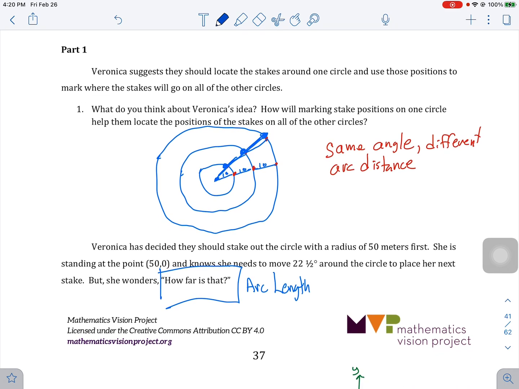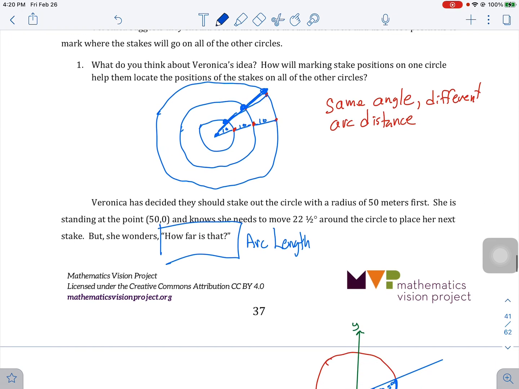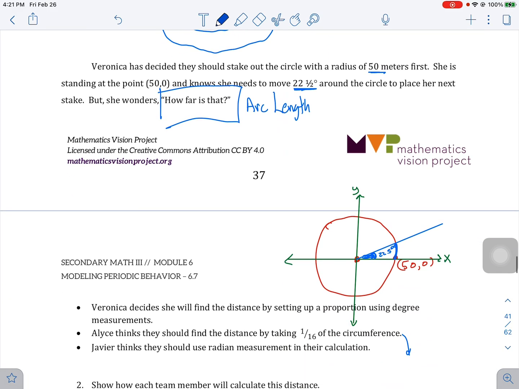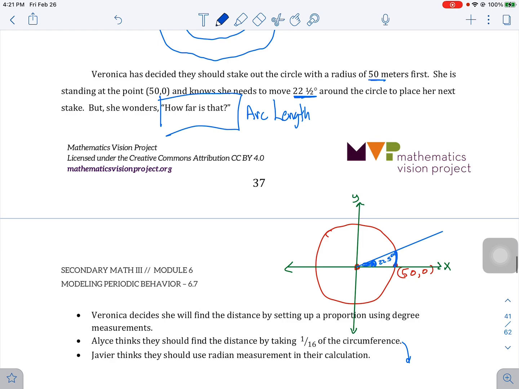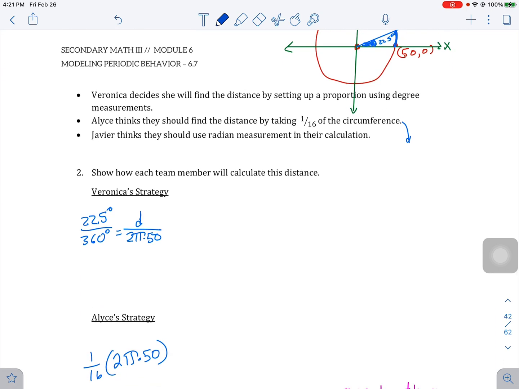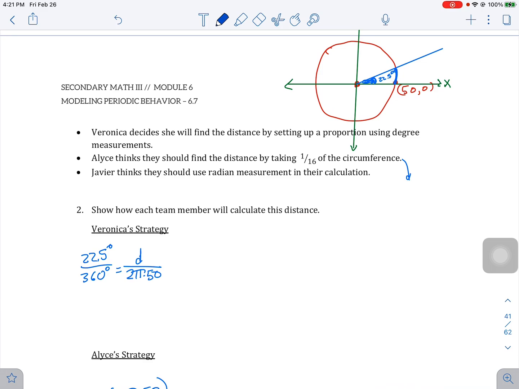And then Veronica says they should stake out a circle with a radius of 50 meters. And it needs to be 22.5 degrees around the circle for her next stake. But the question is, how far is that? Like, what is the distance there? So that's really saying arc length. So Veronica says she'll find the distance, the arc length, by setting up a proportion using degree measurements.